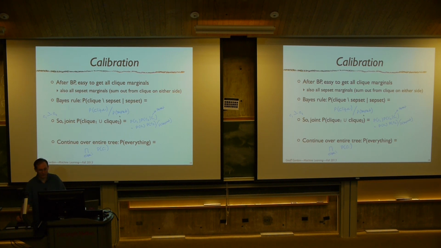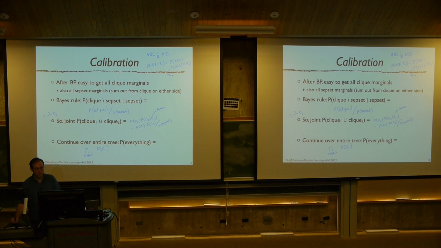Maybe I can say that again. I could have two cliques, A, B, C and B, C, D, that are connected by the separating set B, C. What I want is the joint probability over A, B, C, and D. This is equal to the probability of A, B, C times the probability of B, C, D given A, B, C. So the joint probability over all of A, B, C, and D is equal to the probability of A, B, C times the conditional probability of B, C, and D given A, B, and C.